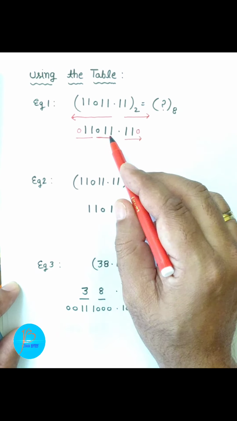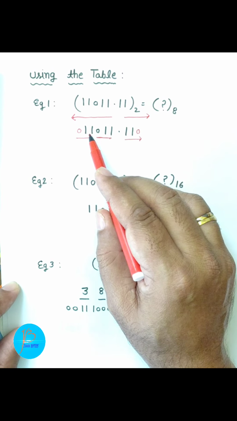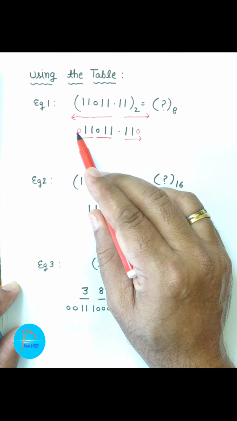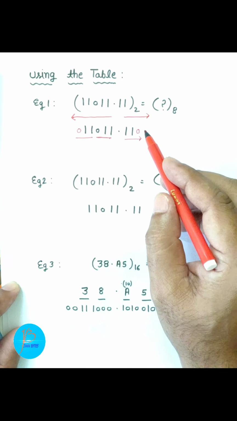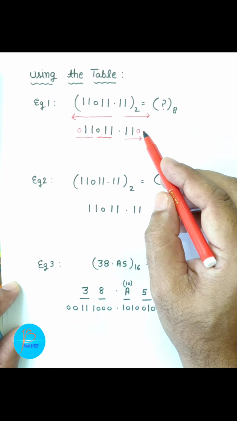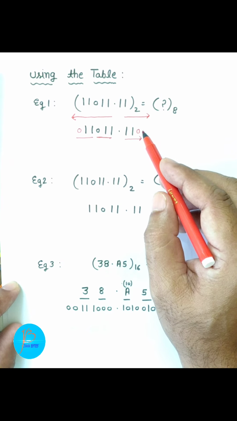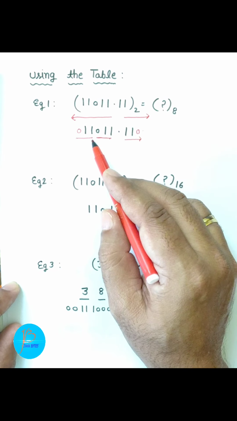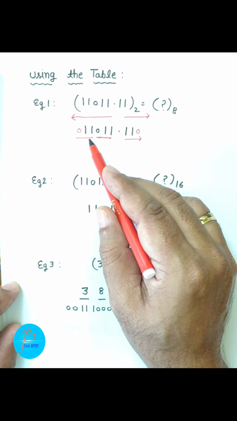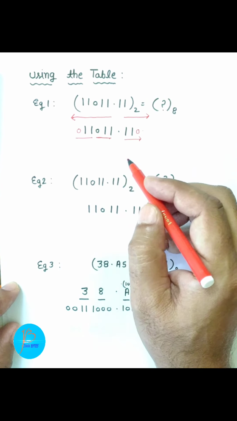So now, children, we have formed the 3 groups. We have added one extra 0 at the beginning of the number. In the same way we have also added one extra 0 to the right of the fractional part, so that we can make the groups of 3. Now, children, what you have to do is just copy down these groups' equivalents from the table.